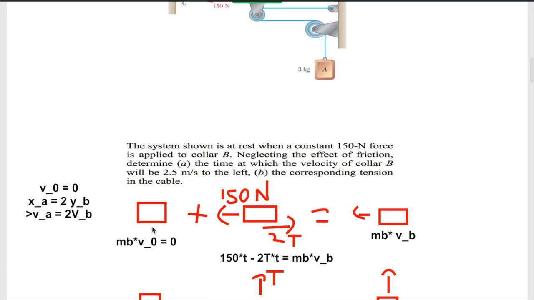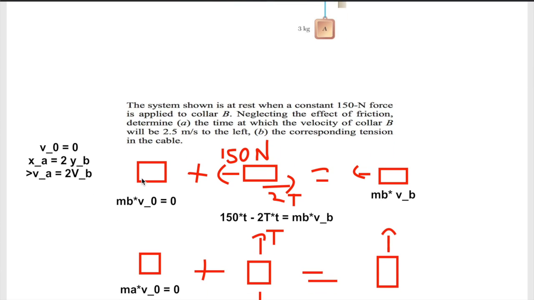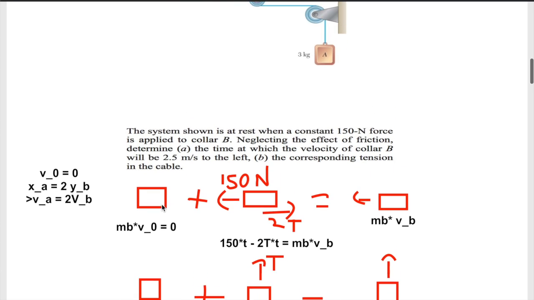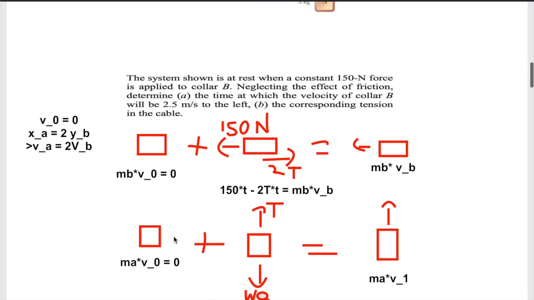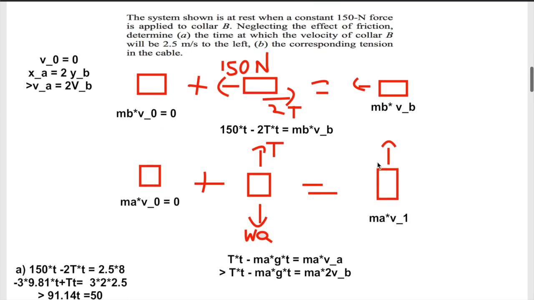We set up our momentum impulse equations. So the momentum of block B, the momentum of block A. Then with block B, we're able to set up this equation here, where this 150 newtons times T minus this 2T times T has to be equal to this momentum right here.